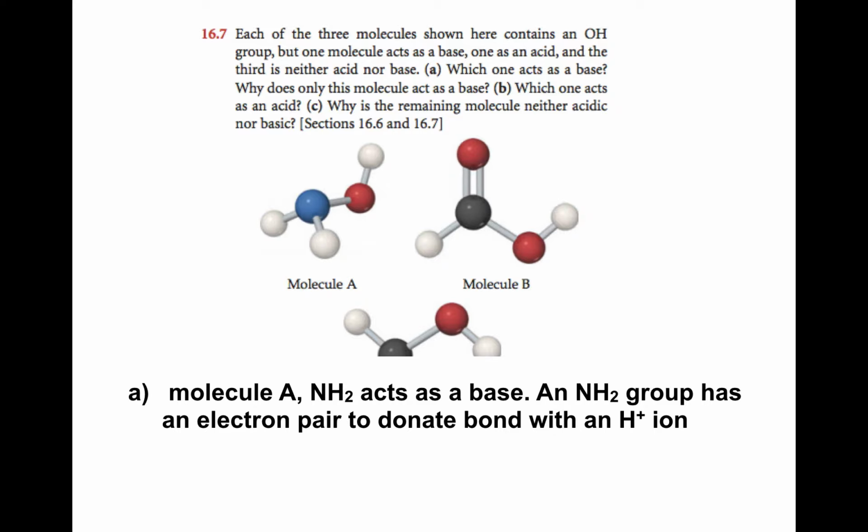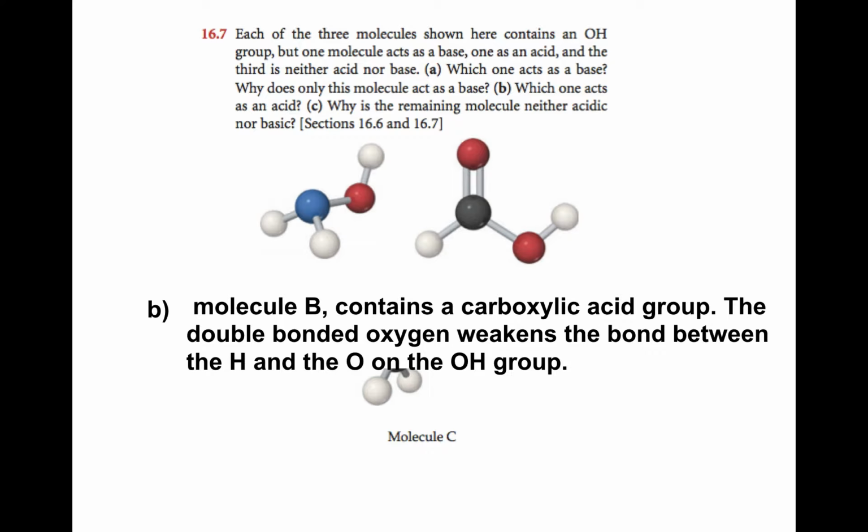Looking at molecule B, that's the definition of a carboxylic acid group, right? You've got a double bonded O on that carbon, and that pulls electrons away from the hydrogen oxygen bond on that OH group, weakening it so that H will come off. So this makes this an acid.